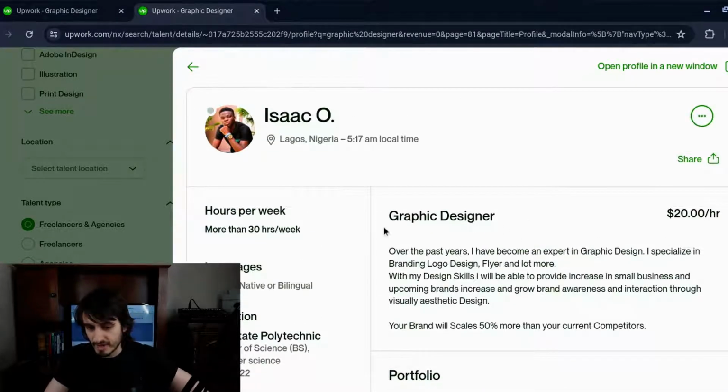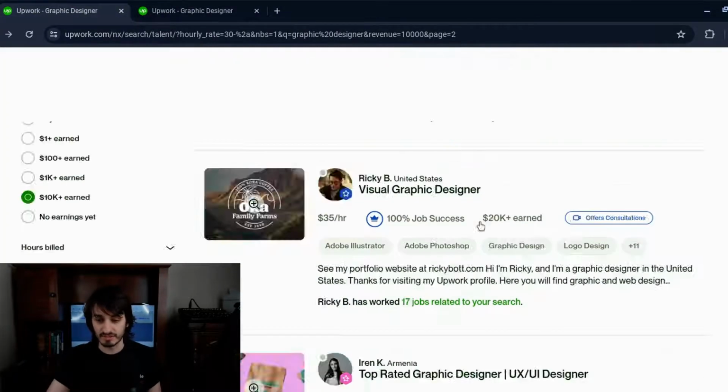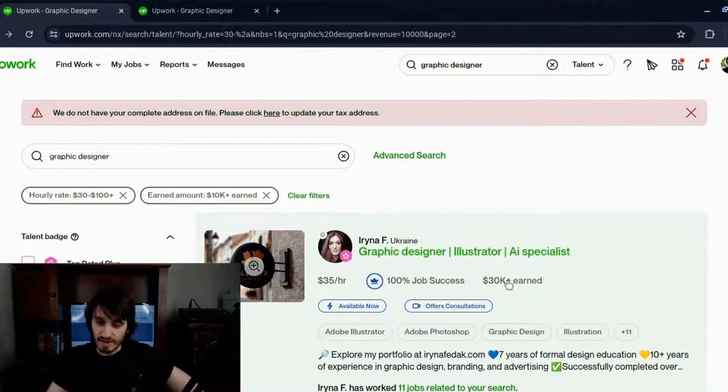All right, graphic designer. There's something we need to understand about what this guy did: he tried to build a profile by himself without really looking at what successful freelancers do. And the reason I know that is because his title here is too basic. Graphic designer. If you look at the profiles of people who are very successful on Upwork, people are not just going to write graphic designer. Look at this, all right? Graphic designer, illustrator, AI specialist, right?